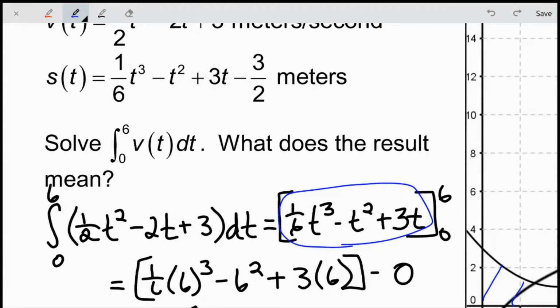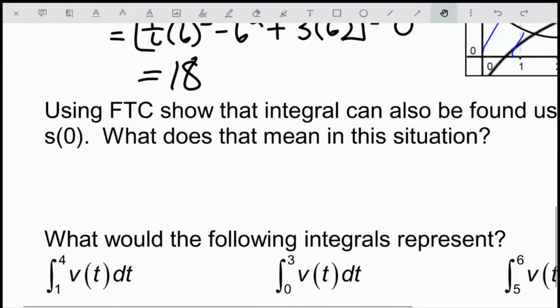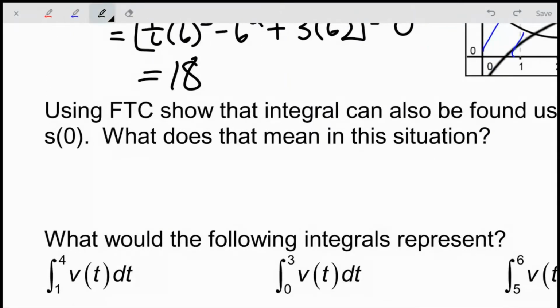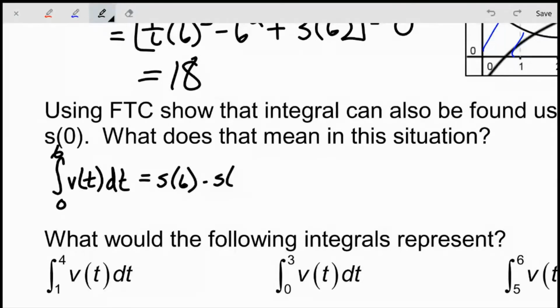The position function has a minus 3 halves there, and the antiderivative that I found in my solution, my constant value was 0. But in the end, I want to show you here that you'll actually get the same thing regardless of which way you do this. So if I were to do the integral of this velocity function and assume that that's the same as the position at time 6 minus the position at time 0, well, now I'm using that position function.